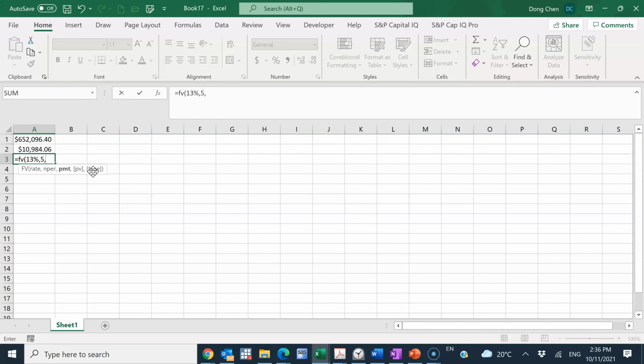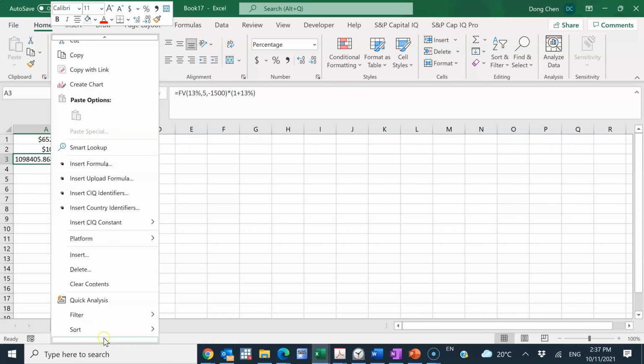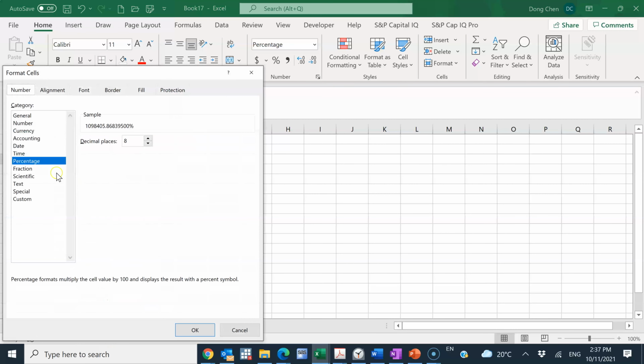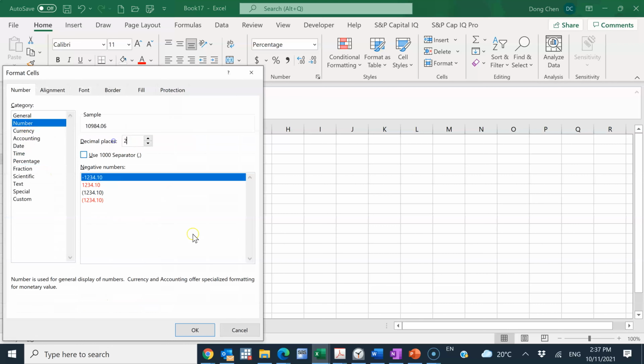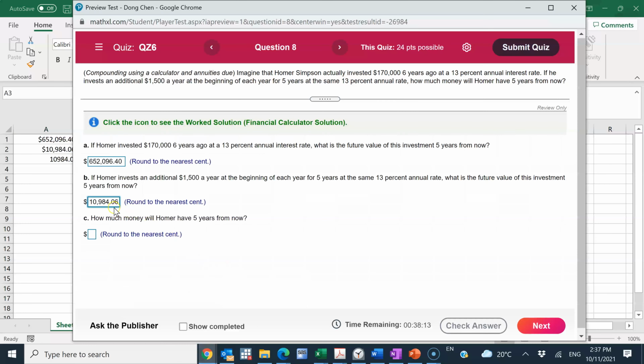It's still 5, and it's still negative 1,500 and 0. And actually, after that, we don't have to worry about the arguments. So multiply by 1 plus interest rate. And you can see that except for the format, so now let me change the format. You can see these two will give us the same answer, just format, and this is 2. And you can see it's the same answer, right? So that also gives us the confidence that this amount should be the correct answer.